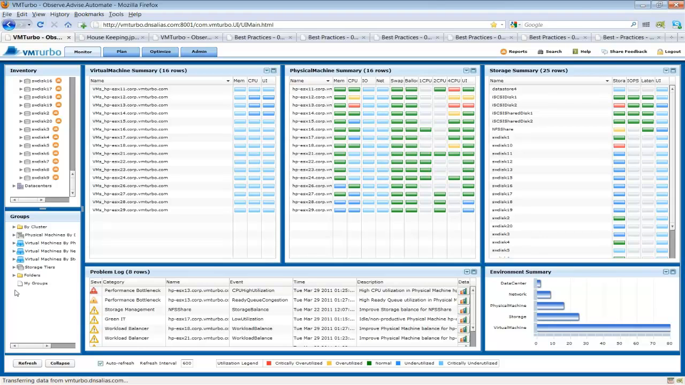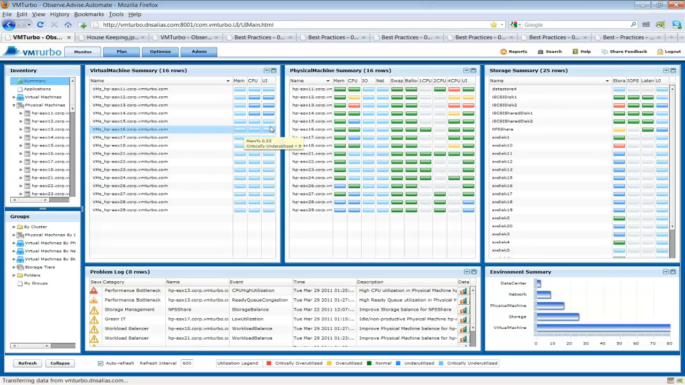Perhaps you're reselling this as a software as a service provider. Perhaps you're looking to optimize within just a particular group or cluster or data center. Regardless, the two left-hand panels are there to enable you to do that.